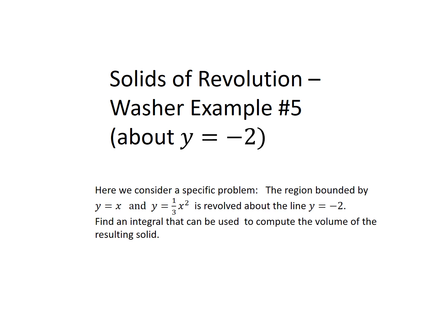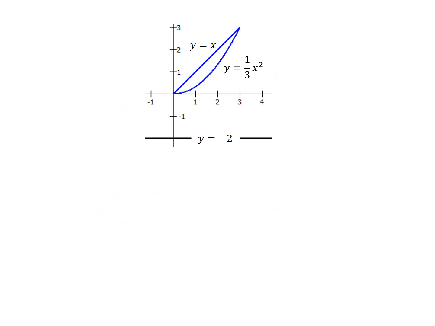Here's another solids of revolution washer example. In this problem, we have the region bounded by the line y equals x and the parabola y equals 1/3 x squared, revolved about the line y equals -2. We want to find an integral that can be used to compute the volume of the resulting solid. Here's an illustration of the problem.